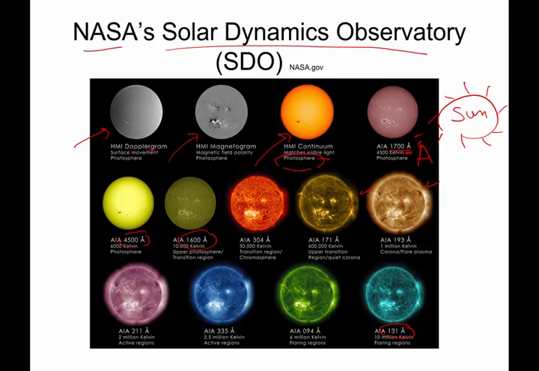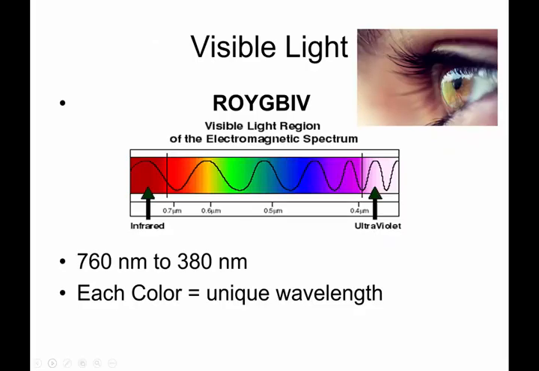Scientists look at something like a star with all of these different wavelengths of light because each one gives them different information. So the entire electromagnetic spectrum is used by astronomers because they each help tell us something different.